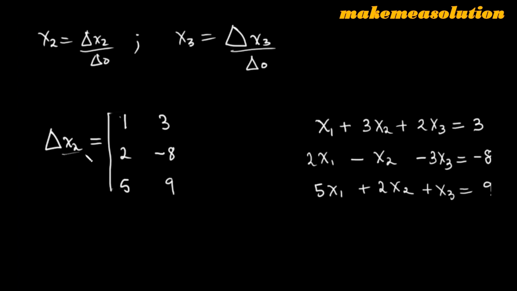So for anyone you want to find, just replace the coefficients there with the constant term exactly as it is on the right hand side, then solve. So since it's only x2 we are looking for, we'll leave the coefficient of x3 like that. We'll now expand this determinant.